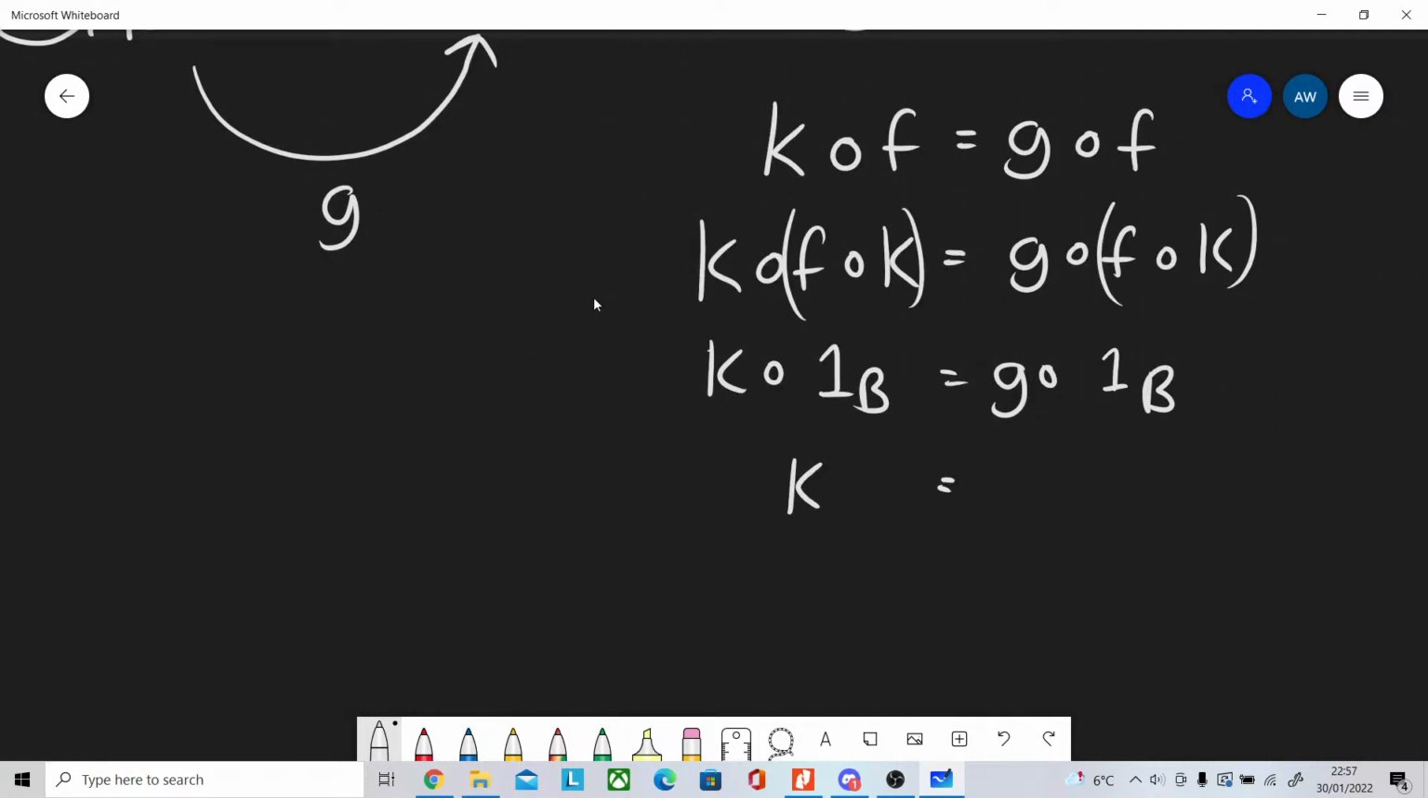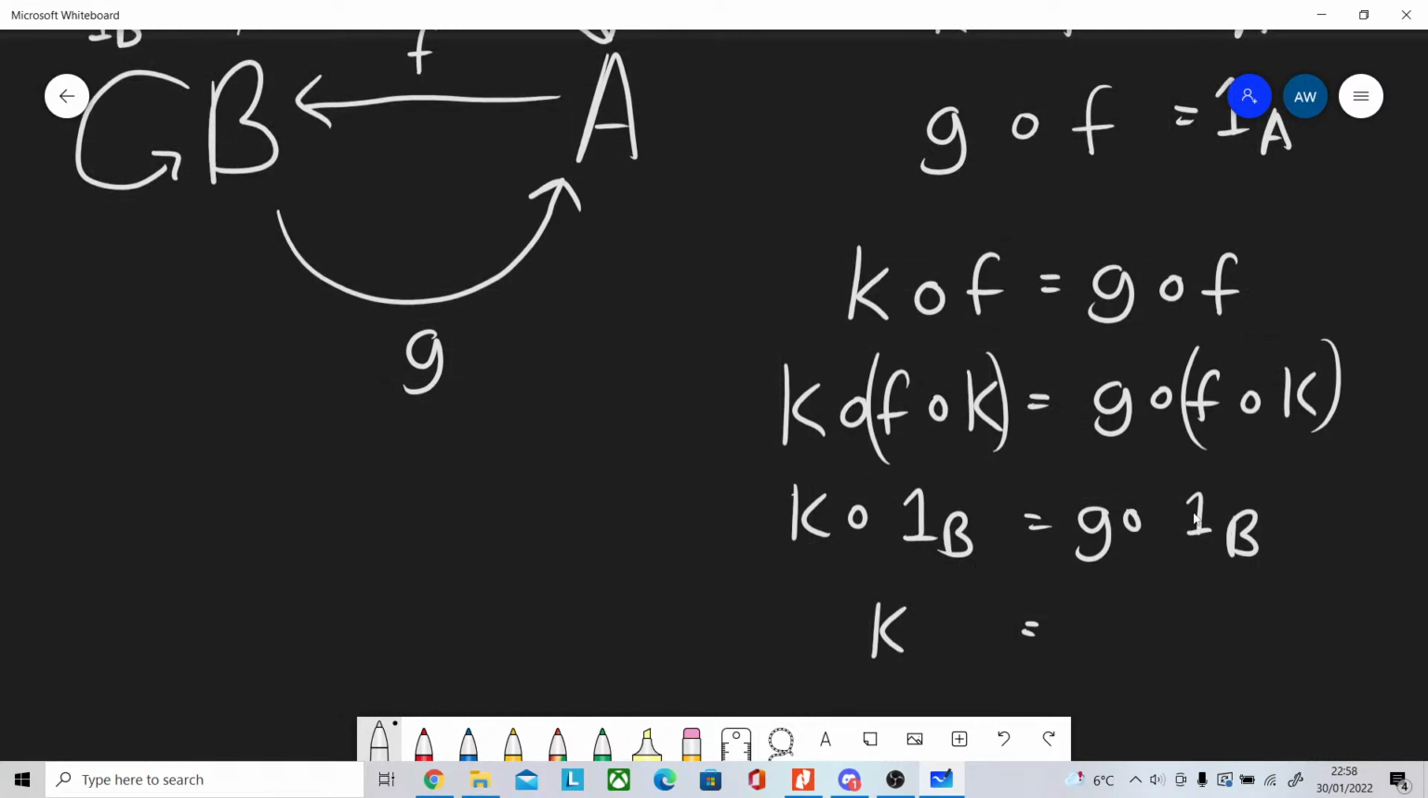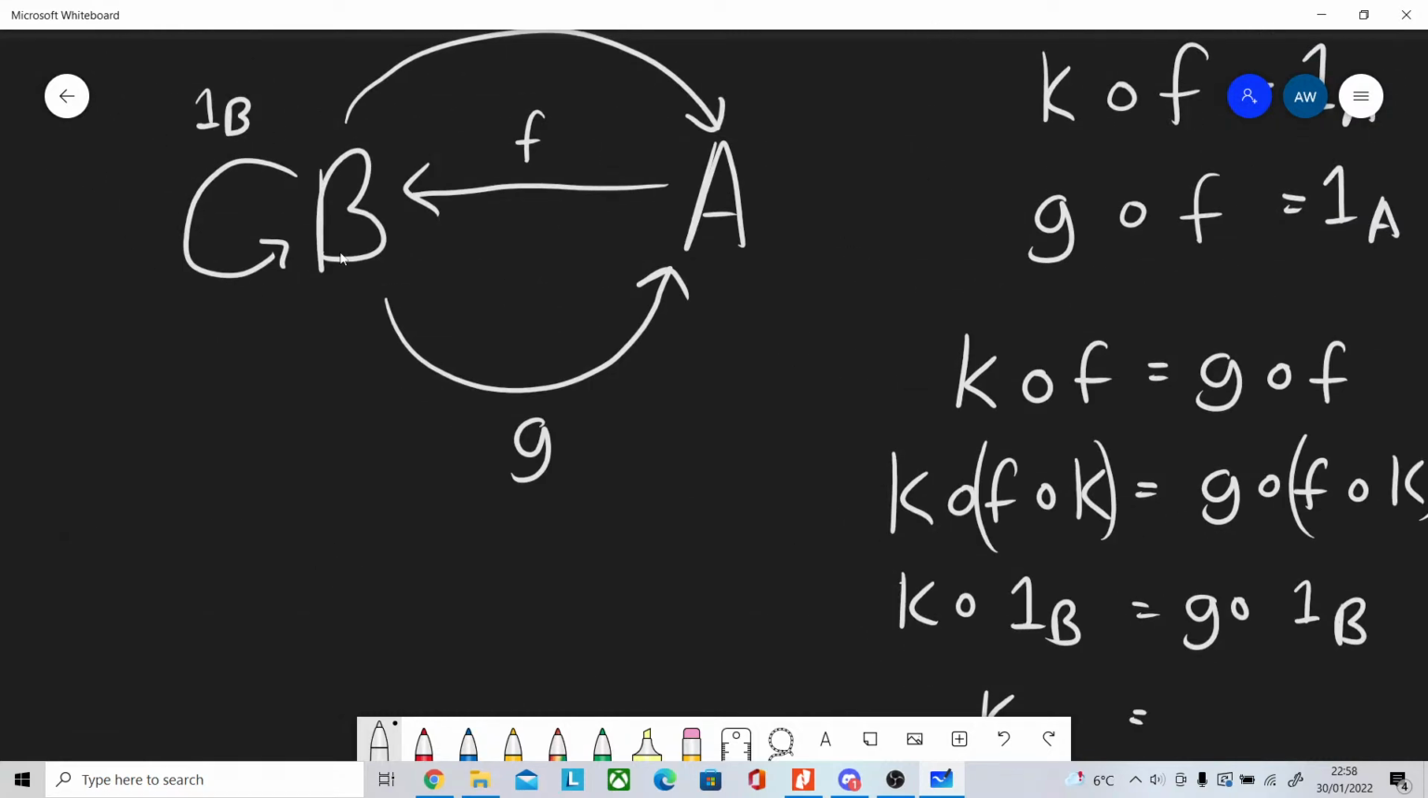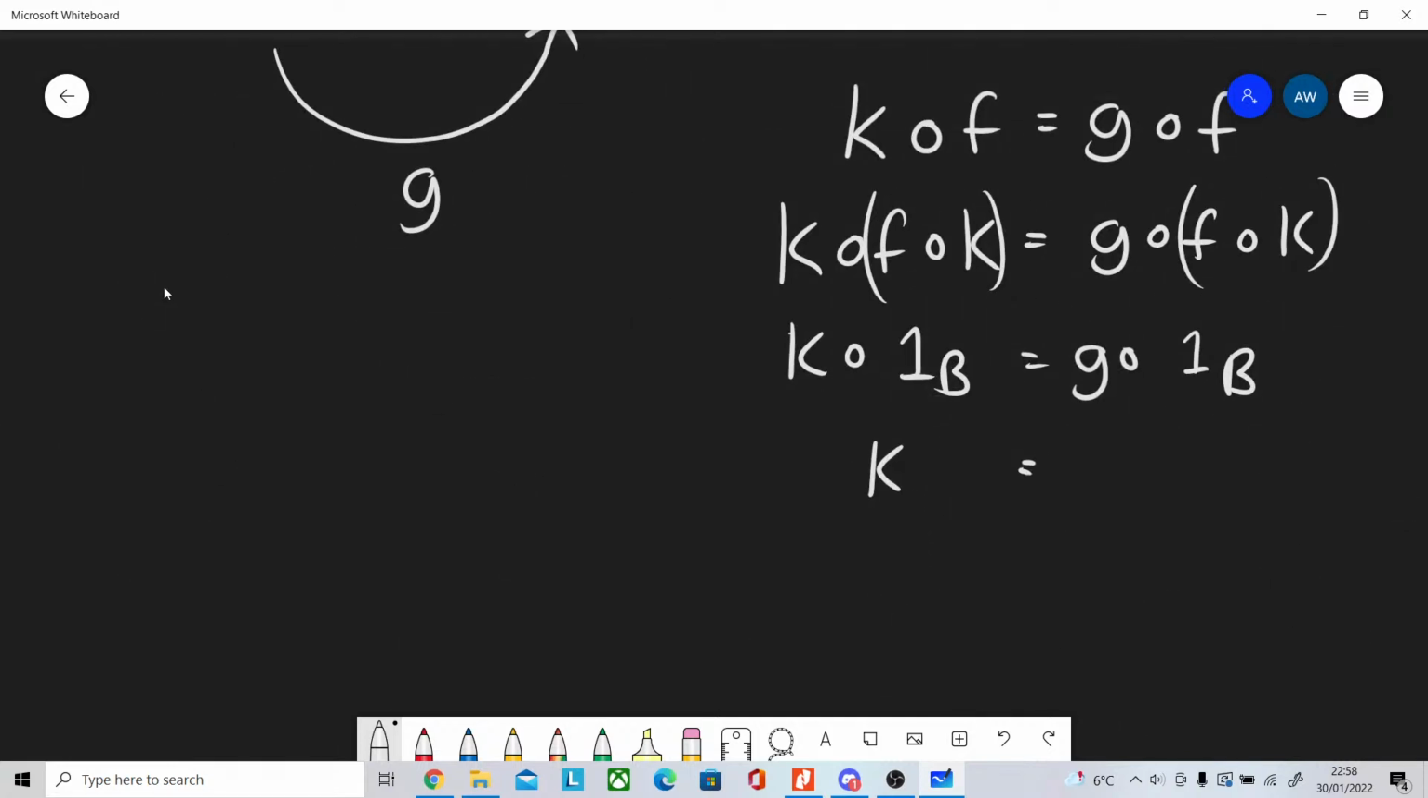And then we have the identity of B and then g. So that's going to be g as well, and then k equals g.